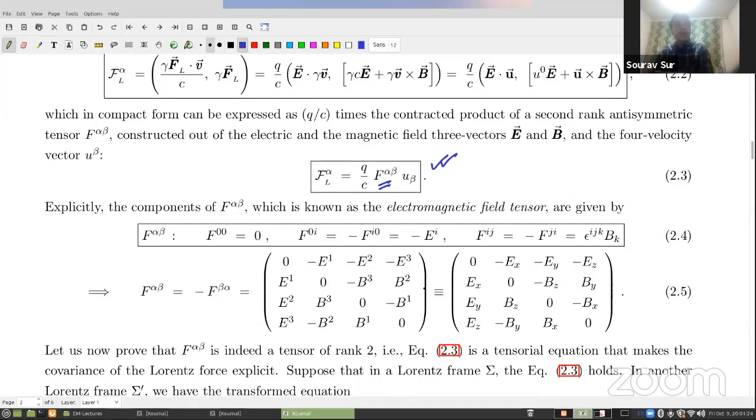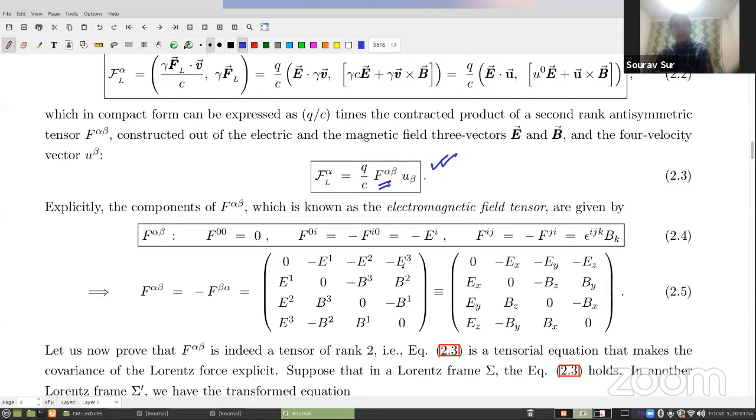The construction is as follows. F alpha beta is antisymmetric, so all the diagonal elements are 0. F00 is 0. F0i we have to take as the ith component of minus E. And Fij is epsilon ijk Bk. So it is written in this fashion.